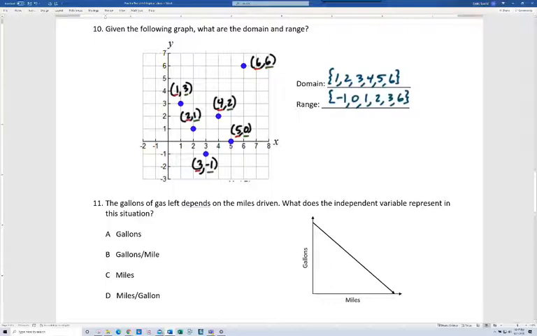Well, basically it's like you've got a full tank of gas, and the farther you drive, the more that tank starts to empty out, and you can see it's going down here. The number of gallons is... Now, the independent variable is always found on the x-axis, and that would be the number of miles. The gallons are dependent on the number of miles, not the other way around. But anyway, it's pretty obvious because we know the independent variable will always be on the x-axis. All right, so that is miles.